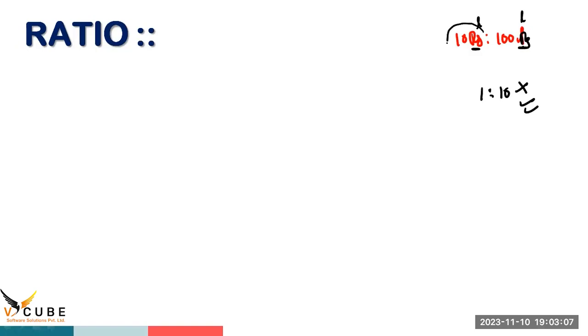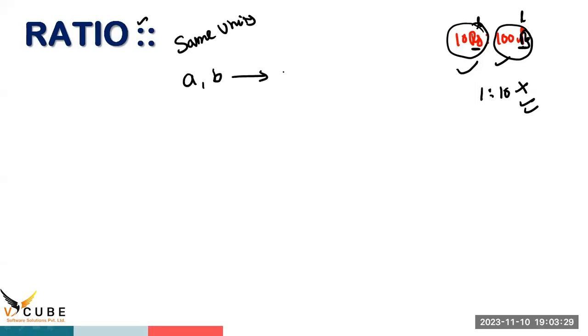Okay, so 10 rupees is one quantity, 100 rupees is another quantity. Two quantities of the same units is called the ratio. What is the ratio, guys? Two quantities of the same units is called the ratio. For example, A comma B. The ratio is A is to B, or A by B, same. Here, A means antecedent and B means consequent.